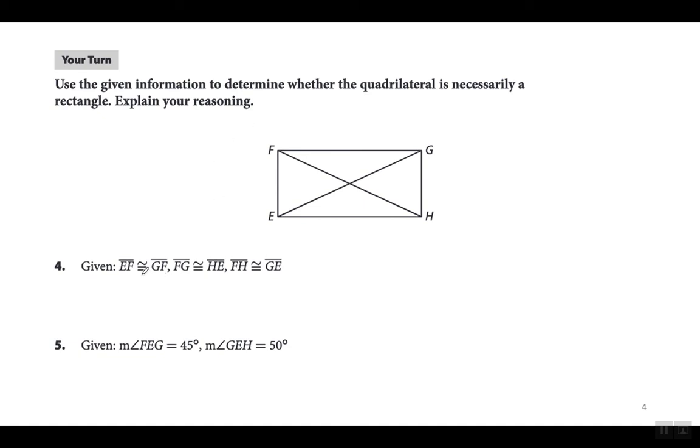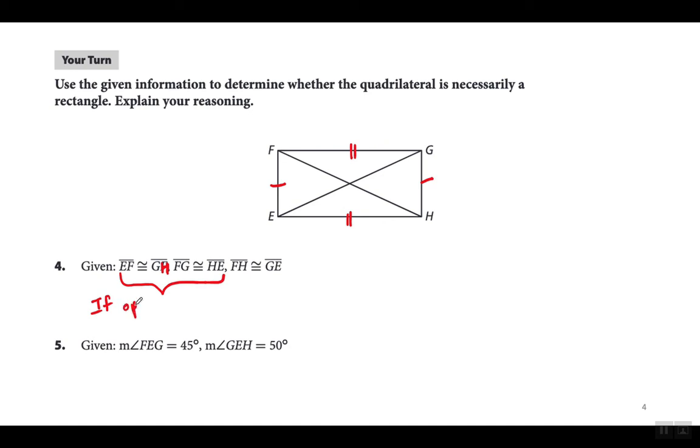It says, given that segment EF is congruent to, this should say GH, and it says GF by accident. That's a mistake. All right, so given that segment EF is congruent to segment GH, and segment FG is congruent to segment HE. Before we continue and look at the last part, if opposite sides are congruent, let me write that.